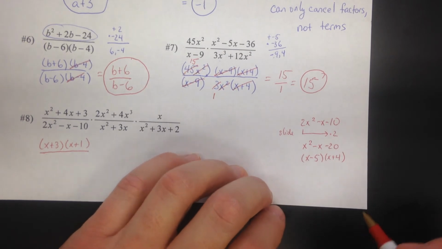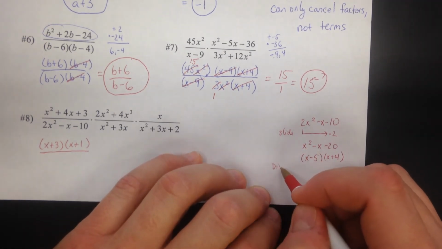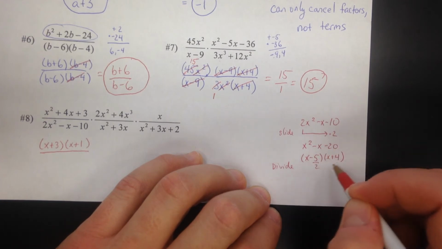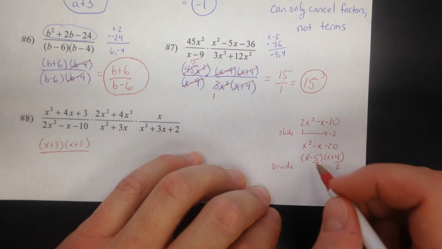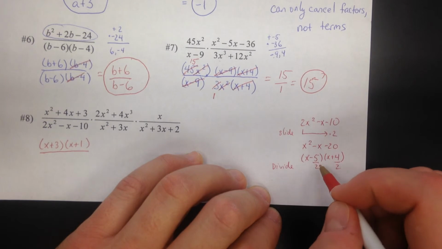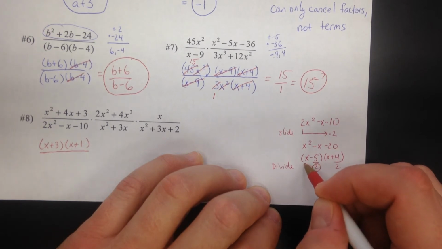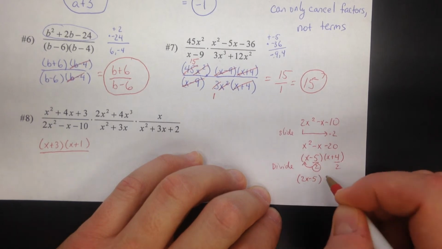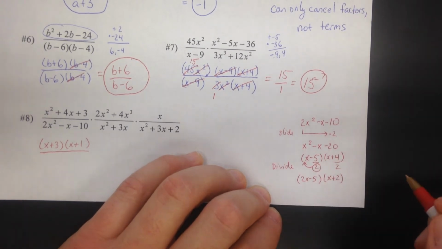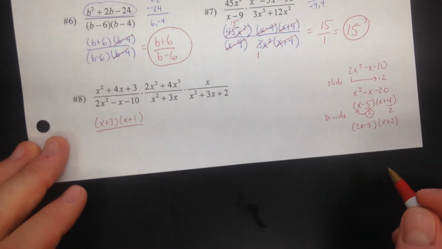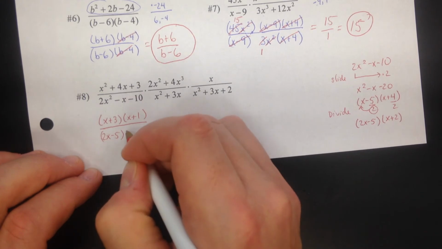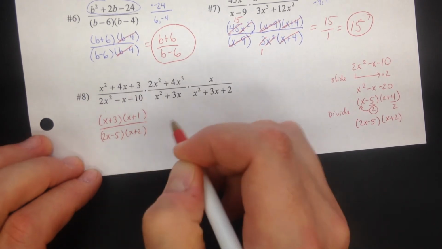Now I have to divide. If I slide it, I have to turn around and divide it. So I'm going to divide by 2. Whatever I multiplied by, I divide by. Now negative 5 halves is reduced. I take the denominator, I bring it in front. So I get 2x minus 5 times, I reduce this, x plus 2. All right, so over here that's 2x minus 5 times x plus 2.